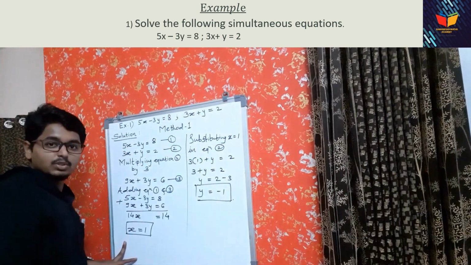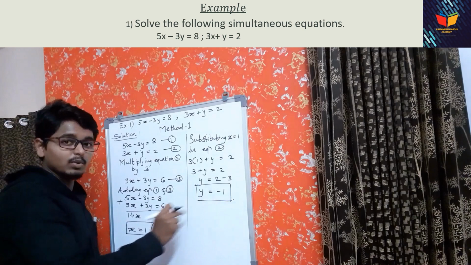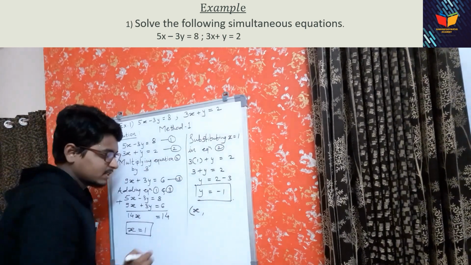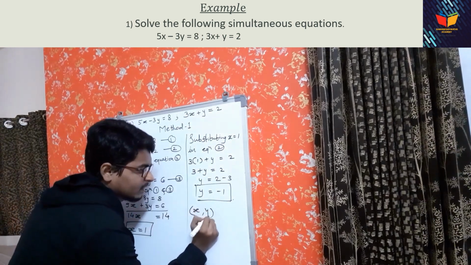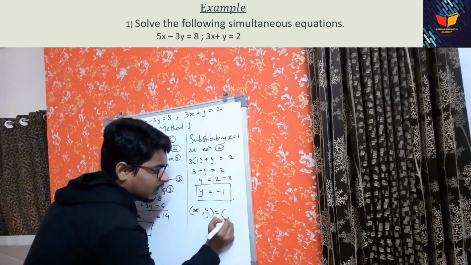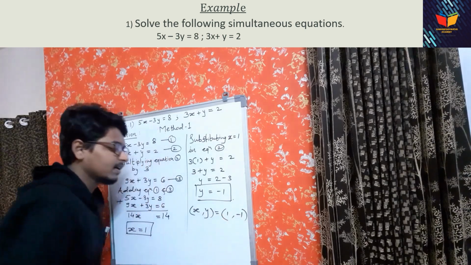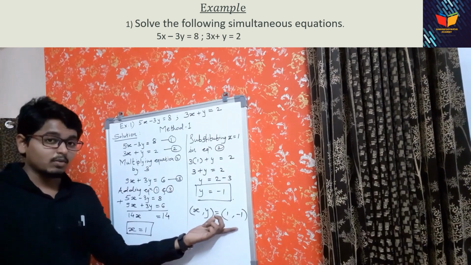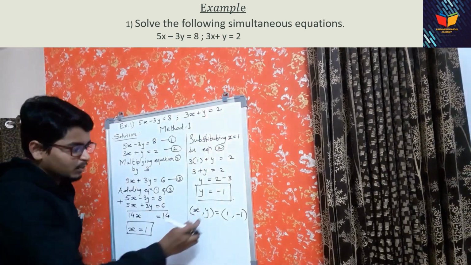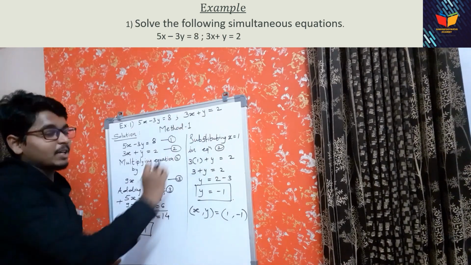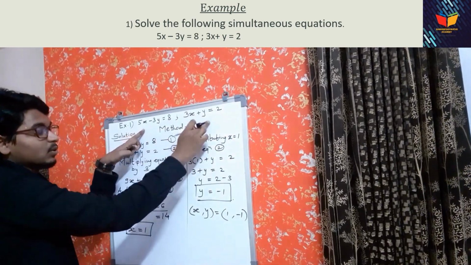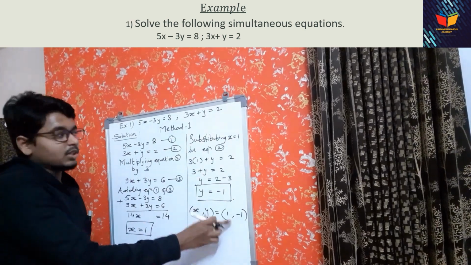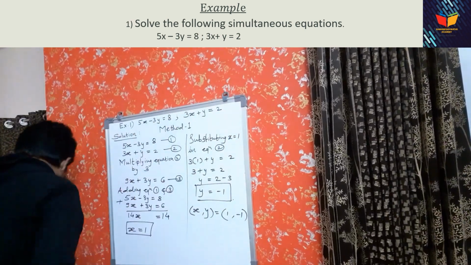So what is the solution we have got? x equal to 1 and y equal to minus 1. We can write it as x comma y equal to 1 and minus 1. So it is the solution. Now if we have to check whether our solution is correct or not, you can put this value of x and y in the simultaneous equation. If the equation holds, then we can say that yes, it is the solution of the simultaneous equation. We will check it right now.